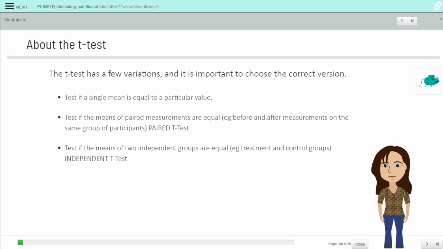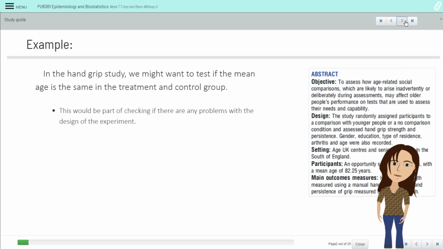And then the last one is testing if the means of two independent groups are equal. So this might be if we have, say, a treatment group and a control group, and this is called an independent t-test. So for example, if we think about this hand group study, we might want to test if the mean age is the same in the treatment group as in the control group. And this would be part of checking if there are any problems with the design of the experiment.